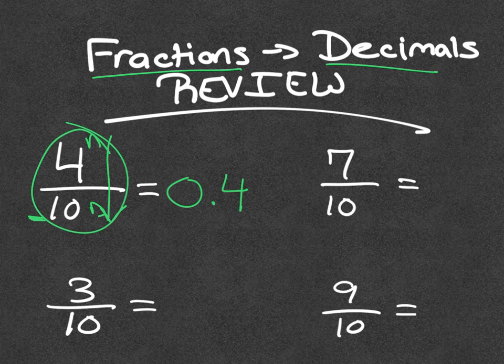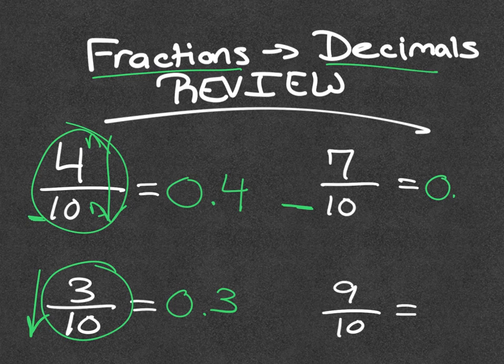So let's take a look at this one. That's going to be 0 and 3/10. Again, we read it going down. This is 0, because there's nothing here, and 7/10. And this would be 0 and 9/10.